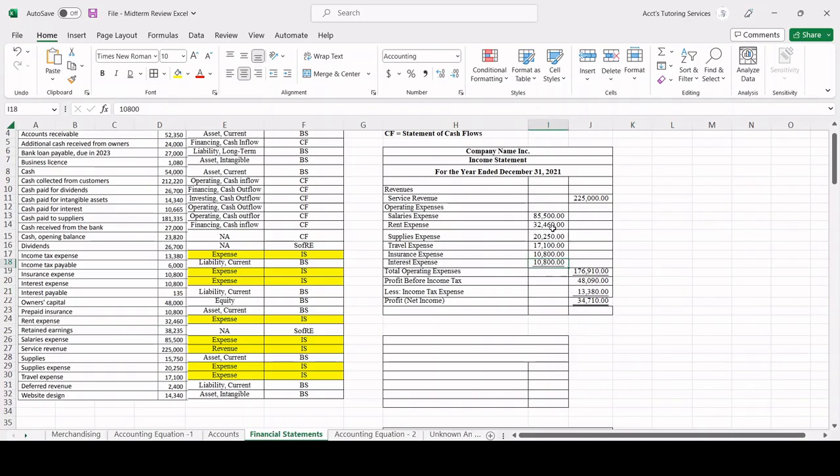Remember, we put an underline whenever we do a calculation. Add these all together, underline this minus this, underline this minus this, underline this, and this is going to be double underline 34,710.